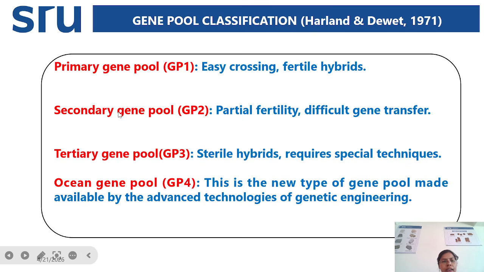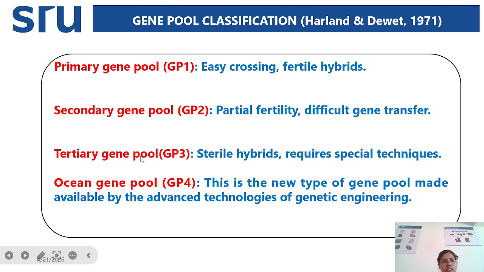Next is the secondary gene pool. The secondary gene pool is also called gene pool 2. The hereditary material obtained on crossing with the primary gene pool will produce some fertile hybrids, whereas some will be sterile hybrids. Gene transfer is very difficult in the case of the secondary gene pool.